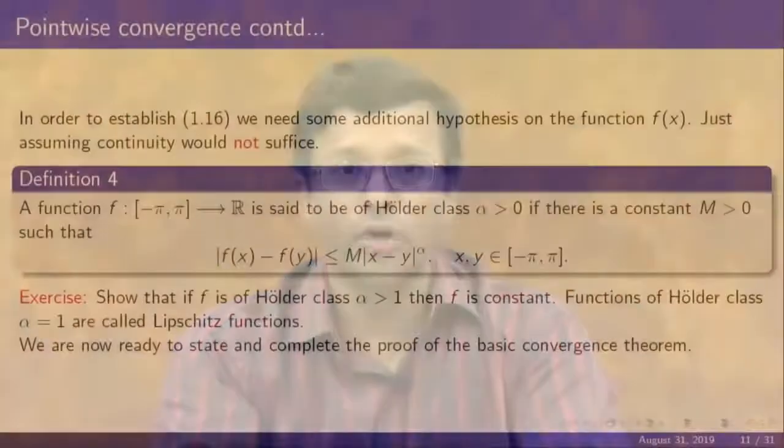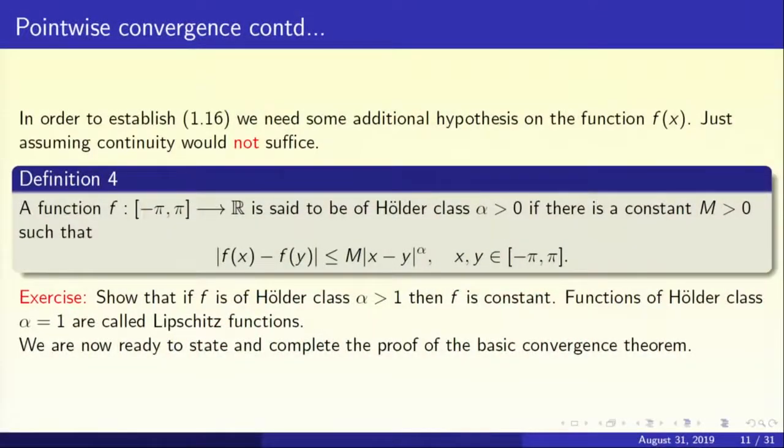It is at this juncture that we need to impose an additional condition on f(x) to ensure the validity of 1.16. In order to establish 1.16, we need some extra hypothesis on the function. Just assuming continuity will not be enough. So what is the extra hypothesis that we must impose on the function? And that is given in definition 4 that appears on the slide. Let's look at what this is.